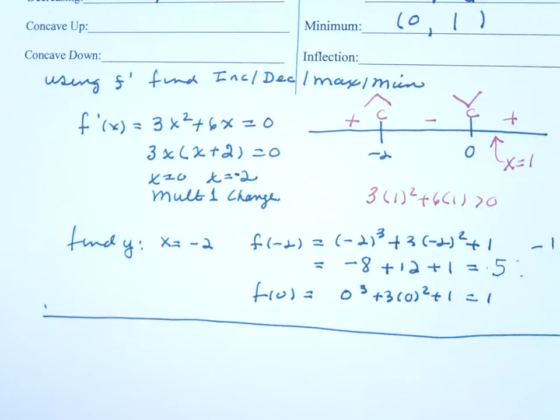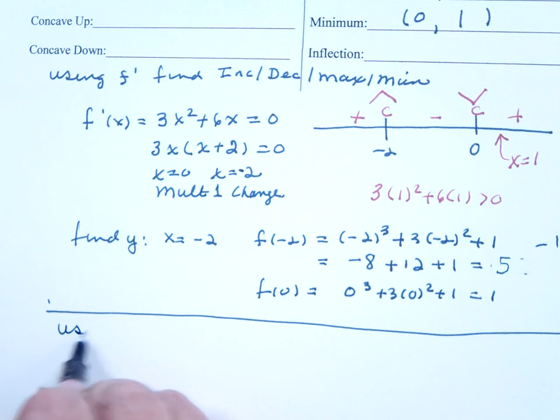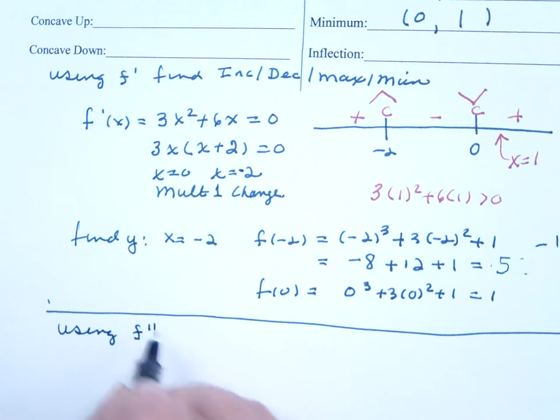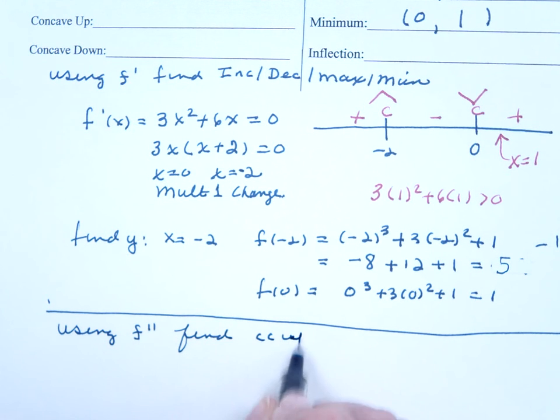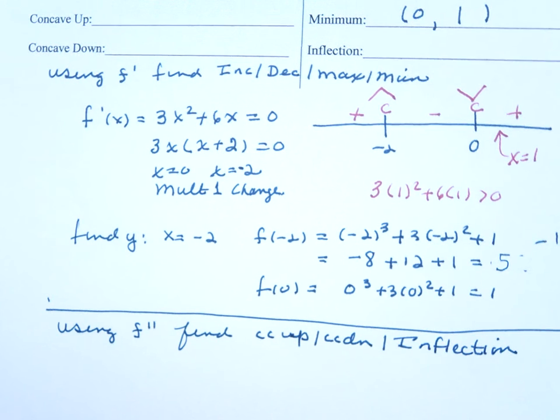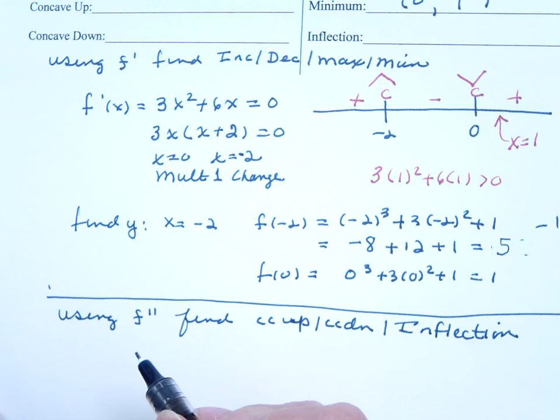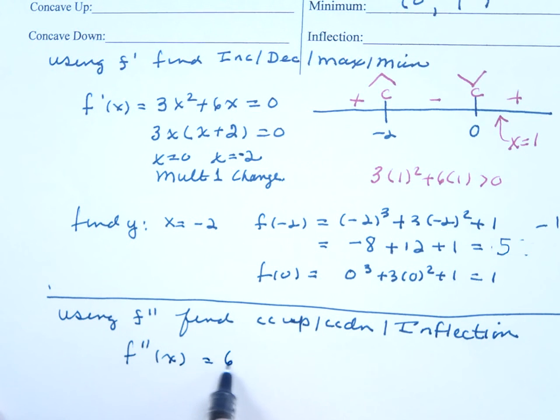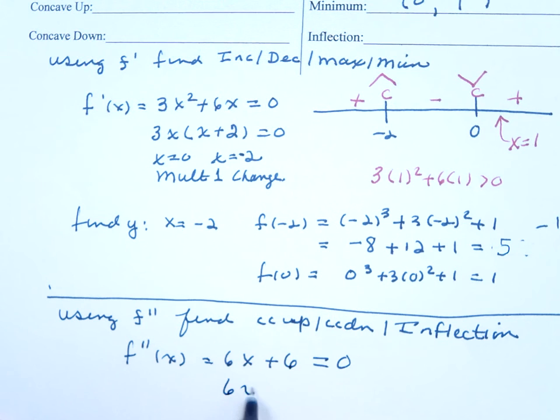Okay, so now I need to, using f double prime, find concave up, concave down, inflection. Each derivative has their own purpose in life, and f double prime is 6x plus 6, set that equal to 0. 6x equals negative 6, x is negative 1.